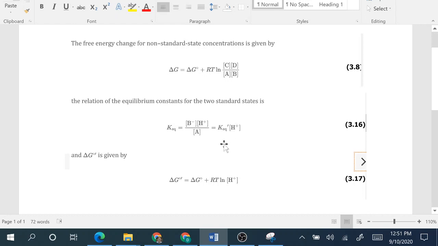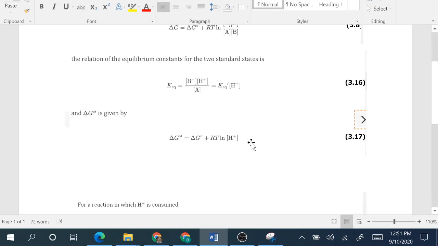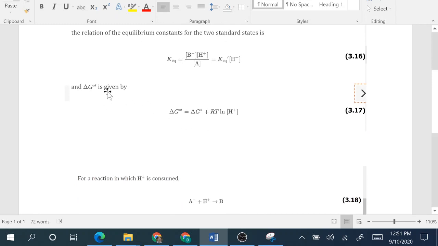Why is this? Because remember, delta G naught prime are standard conditions where everything is at 1 molar except our H plus concentration, and for our H plus concentration, that's going to be 1 times 10 to the minus 7. So if B minus and A are at 1 molar, then they're going to cancel out, obviously, because it's just 1, and so we'll be left with the H plus concentration.